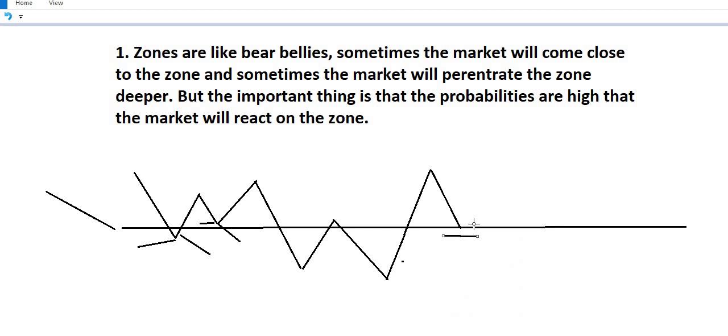What we will do, we will wait for the market to draw a pin bar at this point, or to draw a bullish engulfing candlestick at this point. Only then we will enter the market. We will place a pending order above the bullish engulfing candlestick or above the pin bar. When these candlesticks are formed on the zone, we will place our stop loss below these candlesticks.